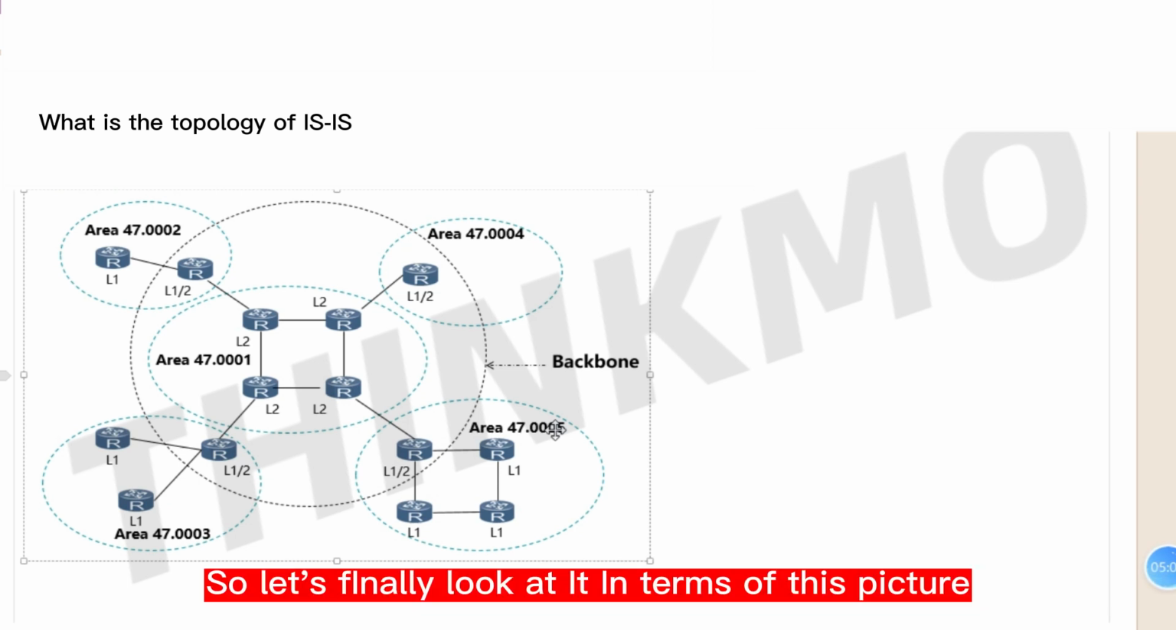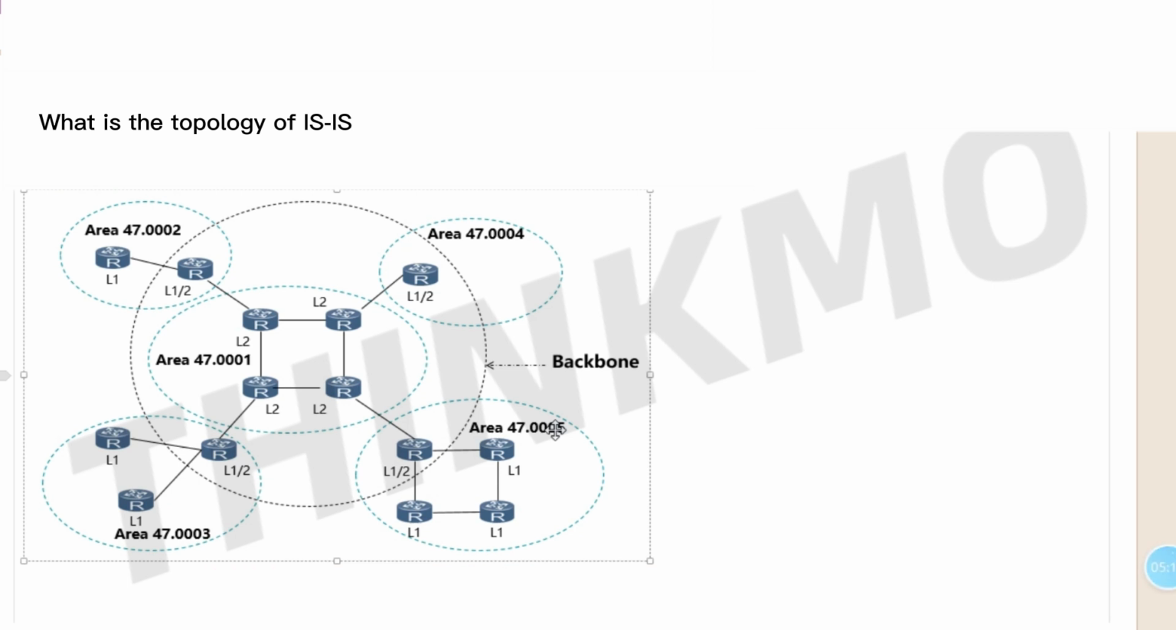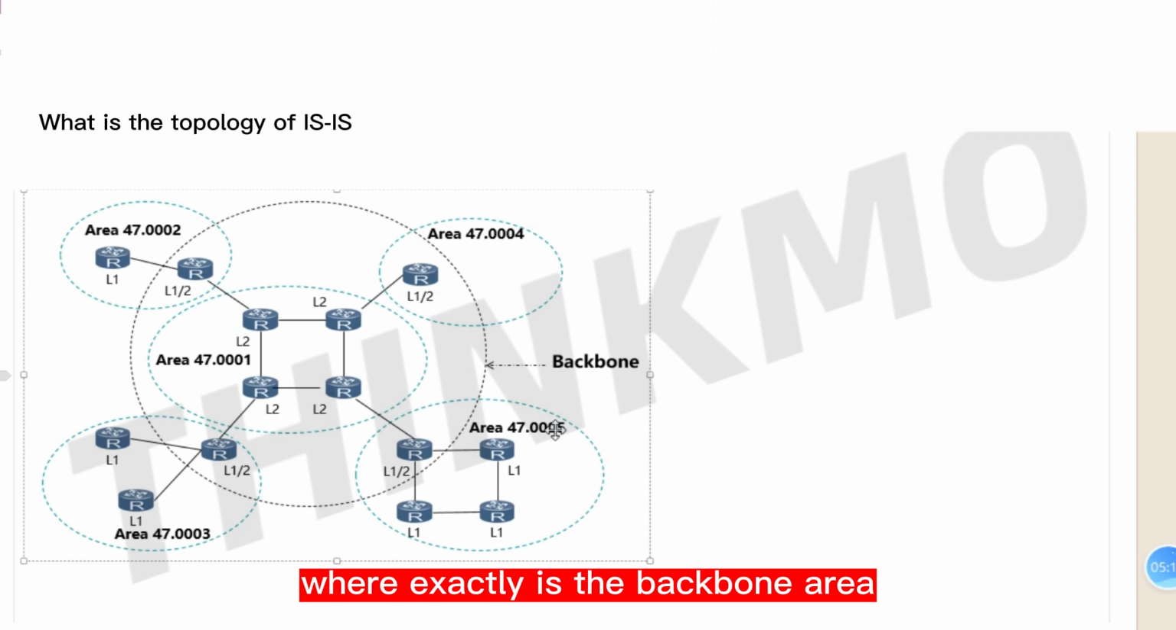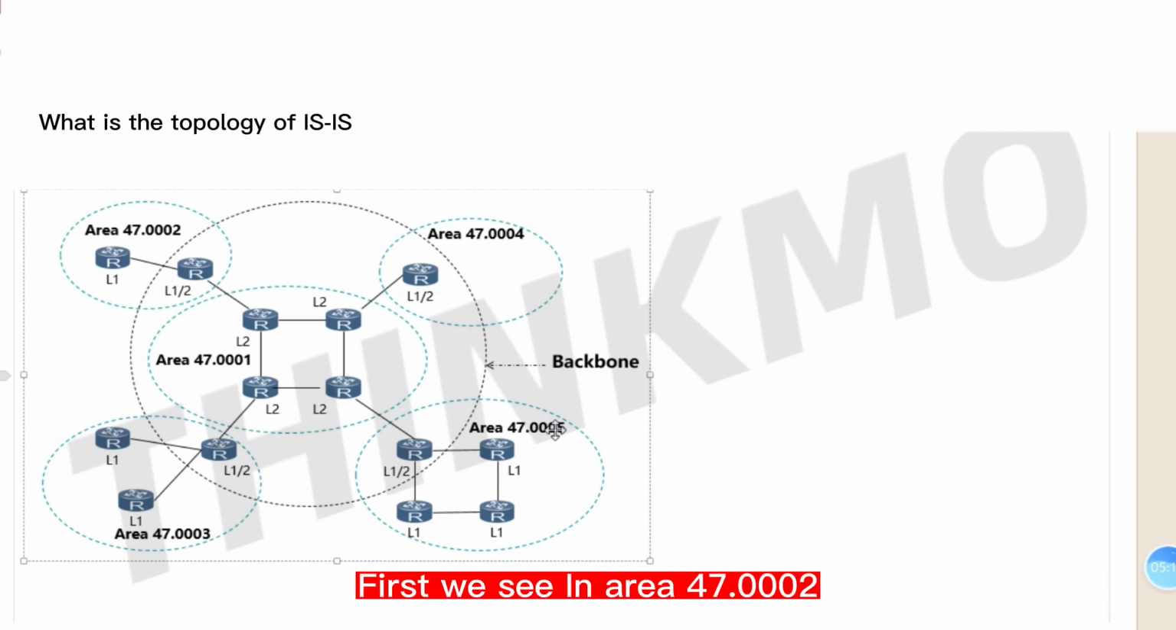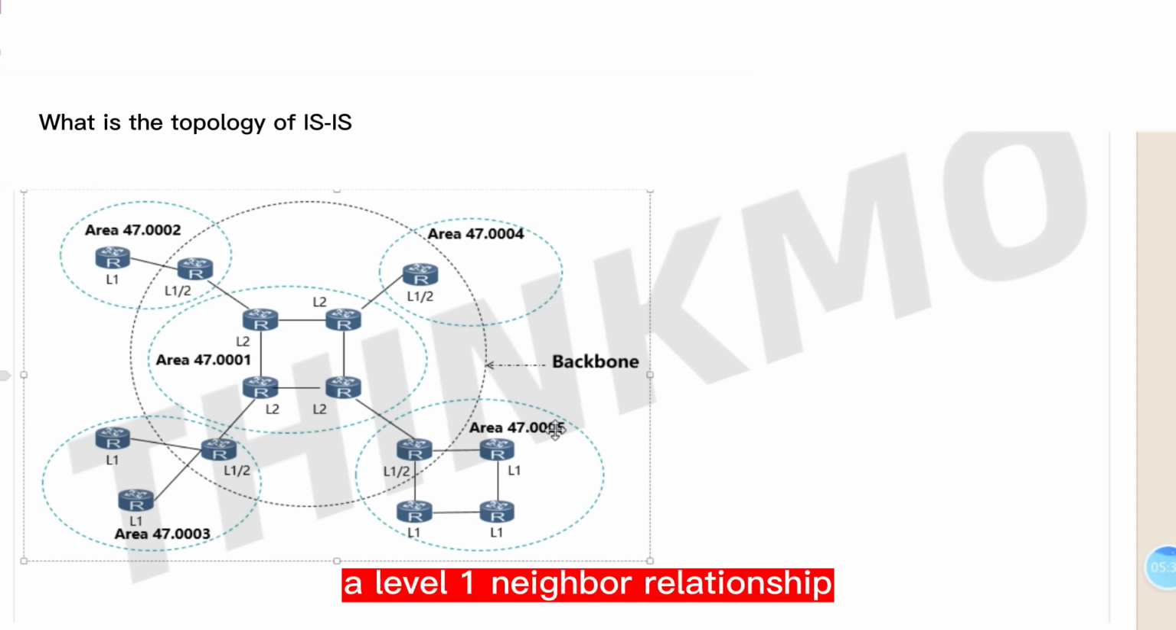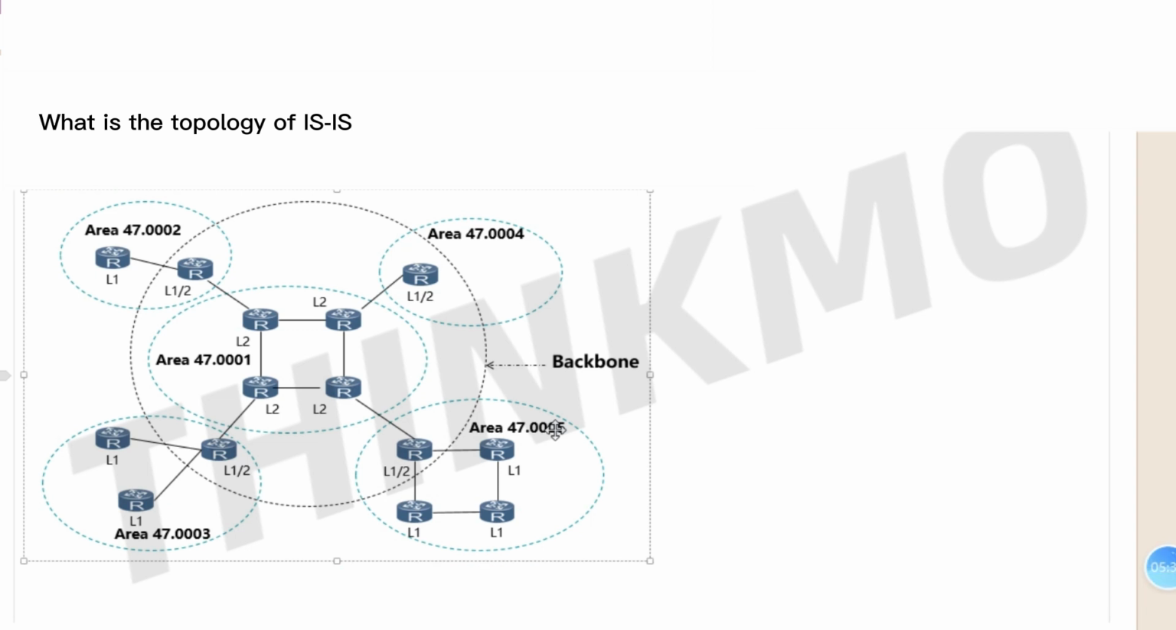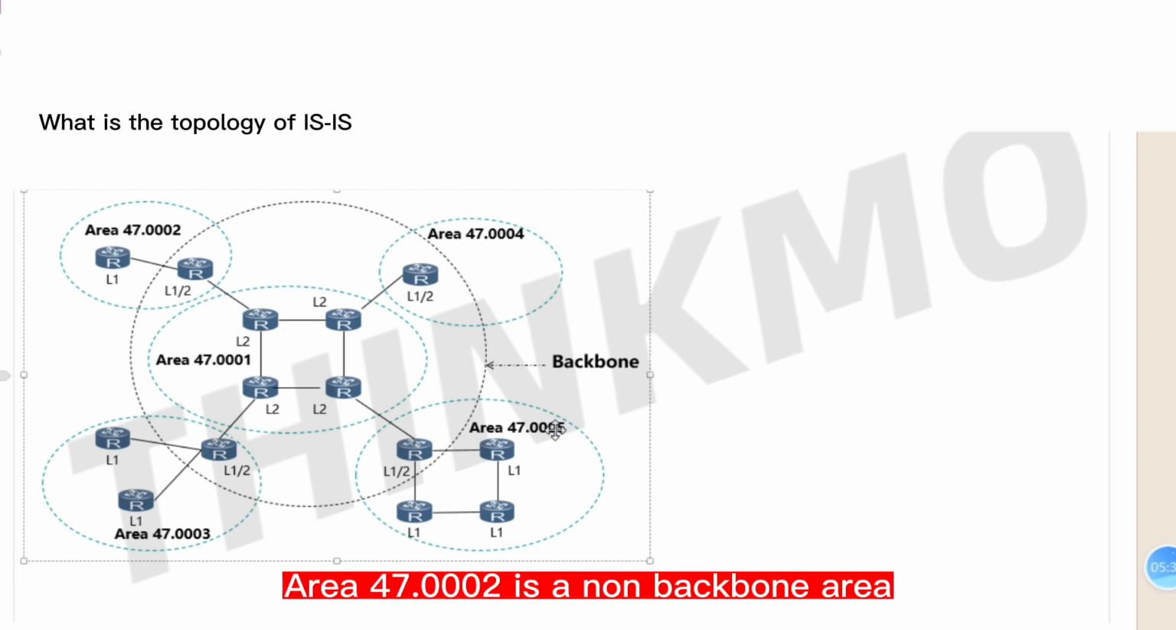So let's finally look at it in terms of this picture. Where exactly is the backbone area? First we see in area 47.0002, there are two routers. One is level 1. One is level 1-2. Then they can only establish a level 1 neighbor relationship. So obviously, area 47.0002 is a non-backbone area.